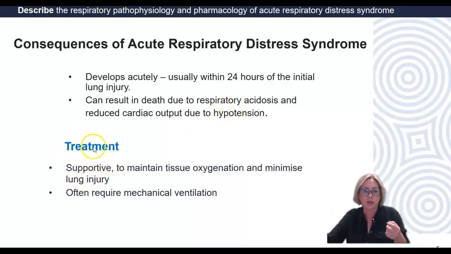In terms of treatment, supportive, so things like anti-inflammatories would be given. If the causative agent is a bacteria, then IV antibiotics will be given. But it's mainly those sorts of things, and then supportive care to maintain tissue oxygenation and minimize lung injury, and people with ARDS will often require mechanical ventilation.